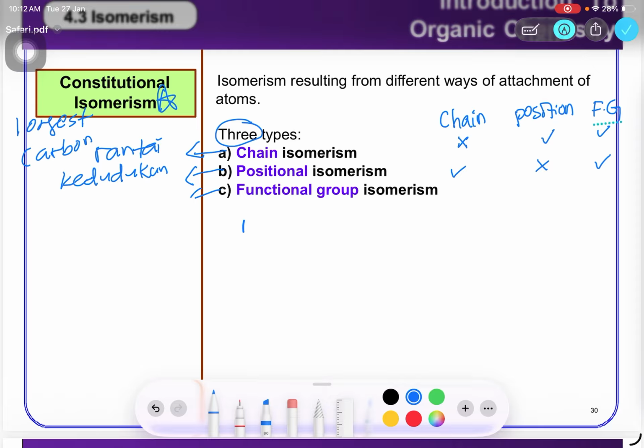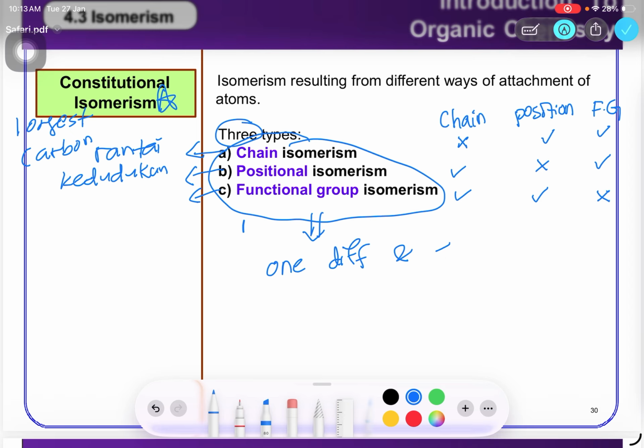So the last one is the functional group isomerism. So it means that they will have the same longest carbon chain and the position of the functional group will be the same, and then they have different functional groups. So the conclusion here is that they have one difference and two similarities. Okay. So based on the name, chain isomerism, the longest carbon chain is different. The other two, position and functional group, are similar.